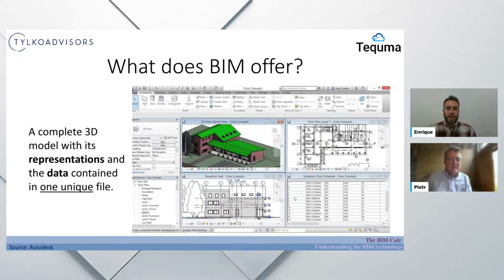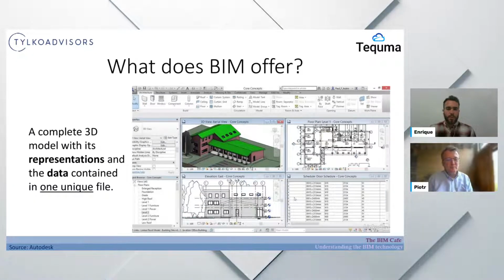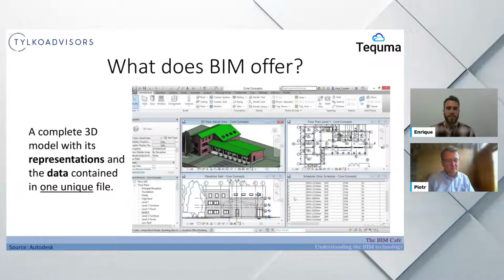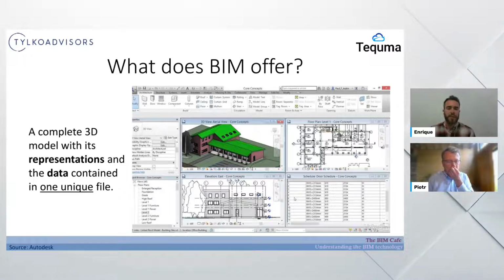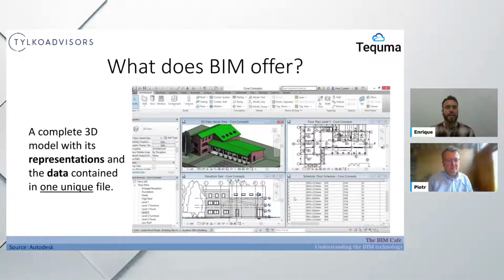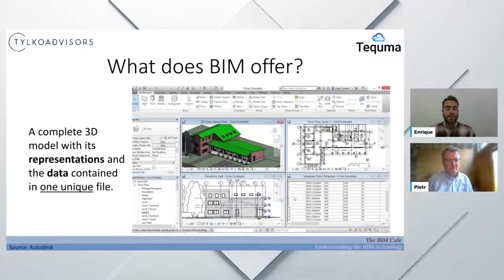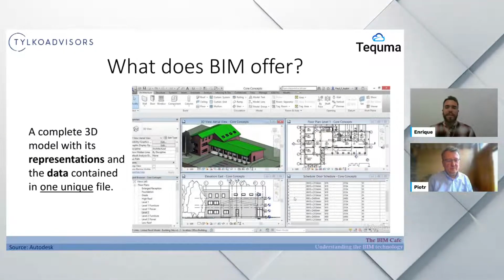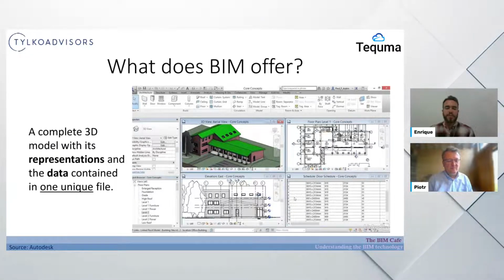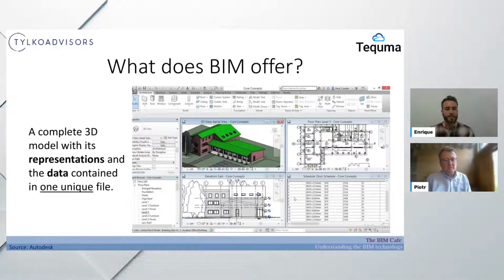The first idea or concept about what BIM can offer is, as I said, visualization plus information. So it's a complete 3D model which has all the representations and data inside, contained in one unique file. Inside the same project, we can generate plans, we can generate schedules, we can run simulations, we can see how it looks, we can make some renders.